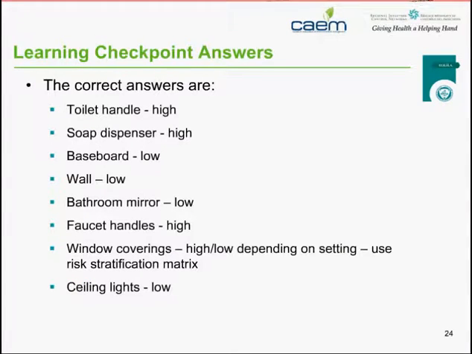The correct answers are: toilet handle, high; soap dispenser, high; baseboards, low; wall, low; bathroom mirror, low; faucet handles, high; window coverings, high or low depending on the setting. Use the risk matrix to determine this. Ceiling lights are low. In some settings, these surfaces may be either high or low touch, depending on where and how they are used. It is important that the risk stratification matrix be used to identify the frequency of cleaning required.